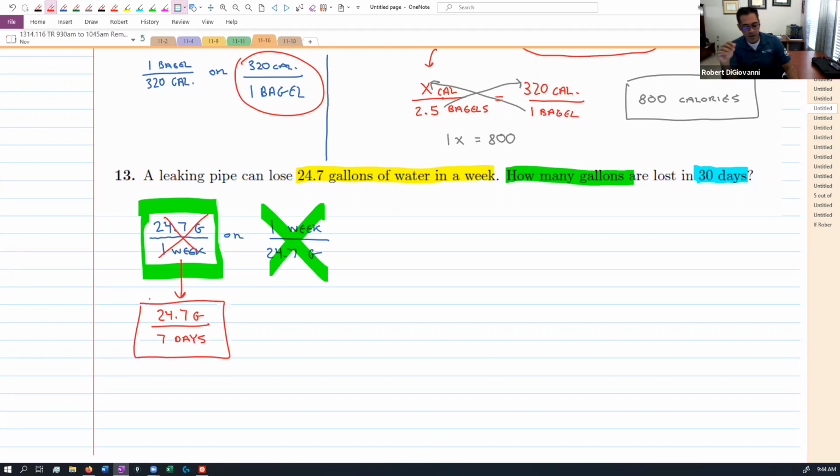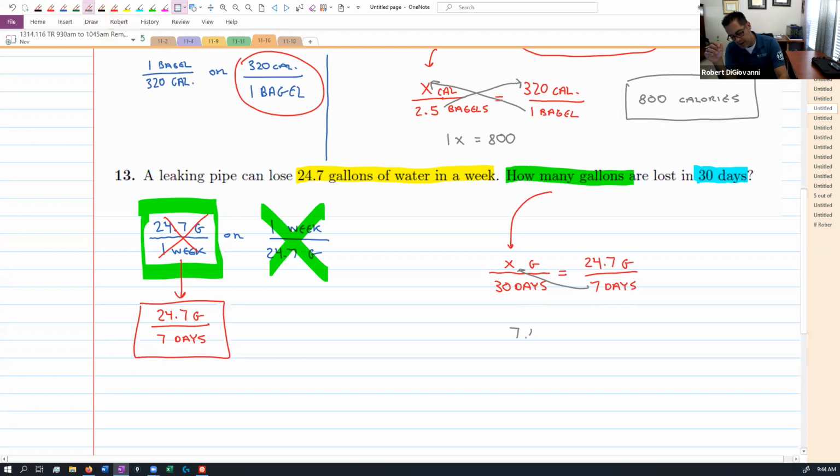All right. So now I come over here and I say, I have X gallons in 30 days, and that must be proportional to 24.7 gallons in 7 days. And then I cross multiply. So 7 times X, 7X. And then this is what I was saying. You can't really do this one easily in your head. You're probably going to need a calculator for this.